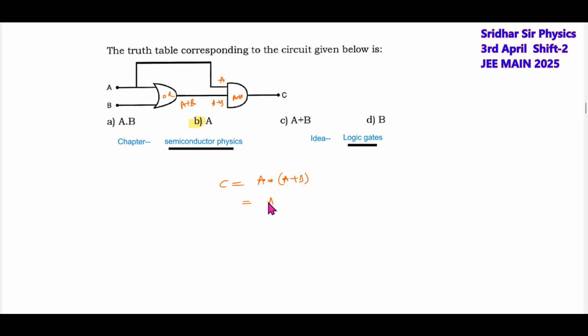Okay, this will be expansion A dot A plus A dot B. A dot A will be A only, yeah? Because if A equals 0, output will be 0, A equal to 1, this will be A. Then this will be AB. Take A outside, 1 plus B. Whether B is 0 or 1, the output will be 1 only here. 1 plus B will be 1 only. Okay, this will be your option. This is about the logic gates.